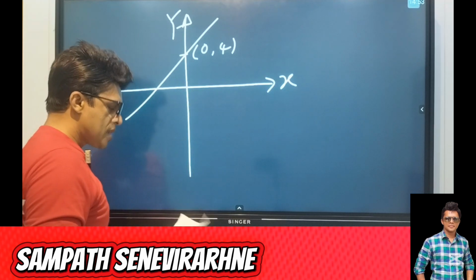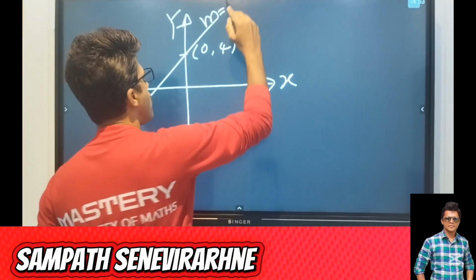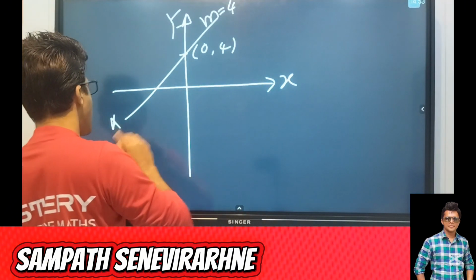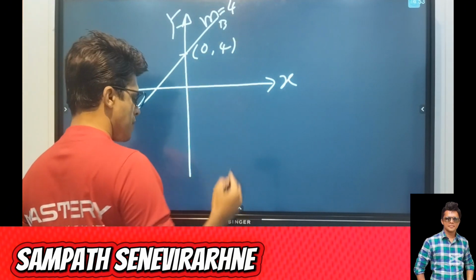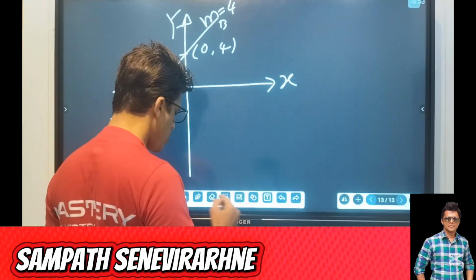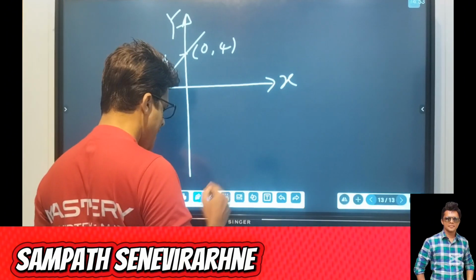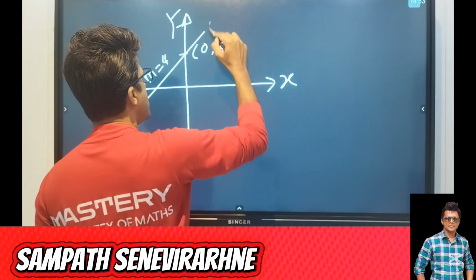And also it has given the value of m of this linear graph, that's 4, right? This is the linear graph AB. This means the value of m here is 4. M means gradient. C means intercept.